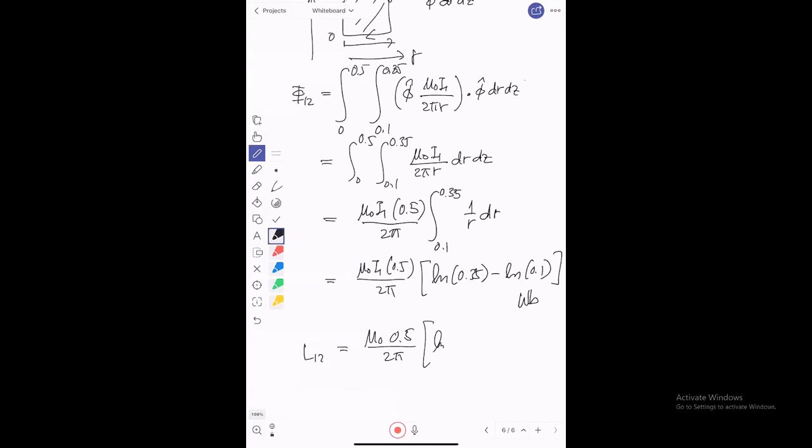Subtract, or I can just do the natural log of 0.35 divided by 0.1. Is that the same? Anyway, you plug it in, it's the same one. Let me not confuse you. Let me just do it the same way.